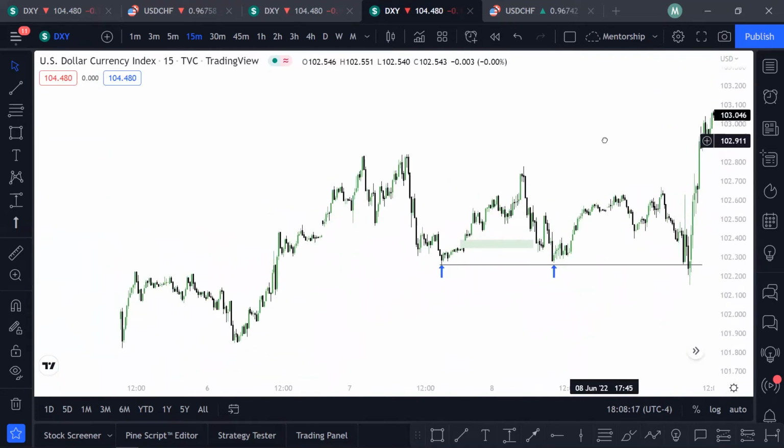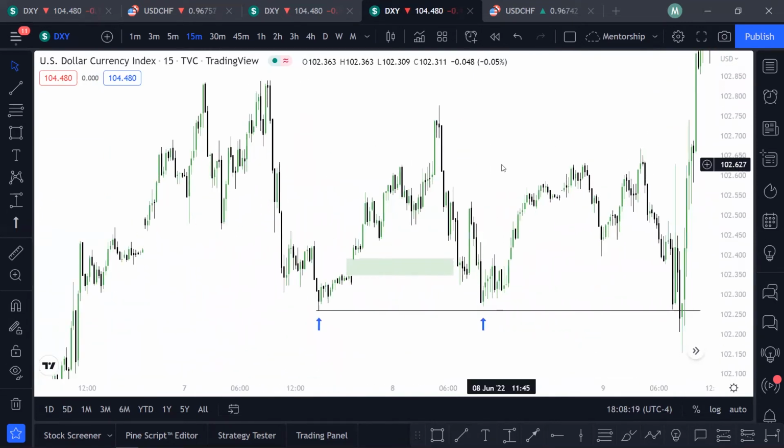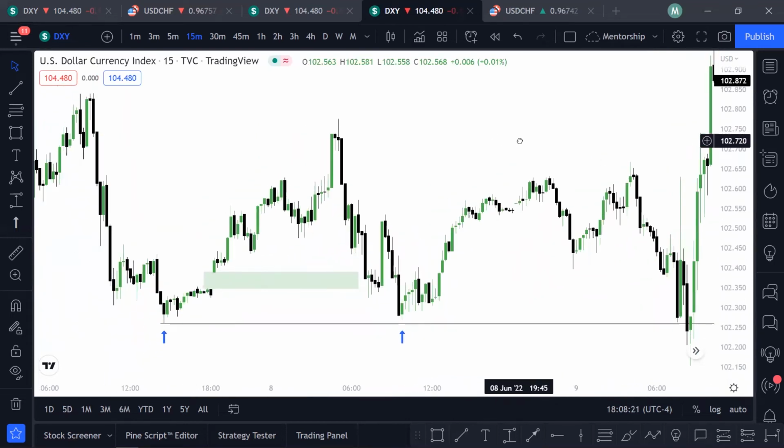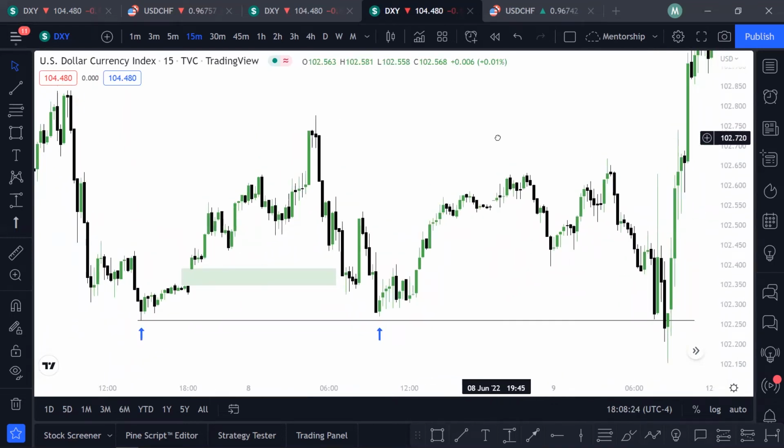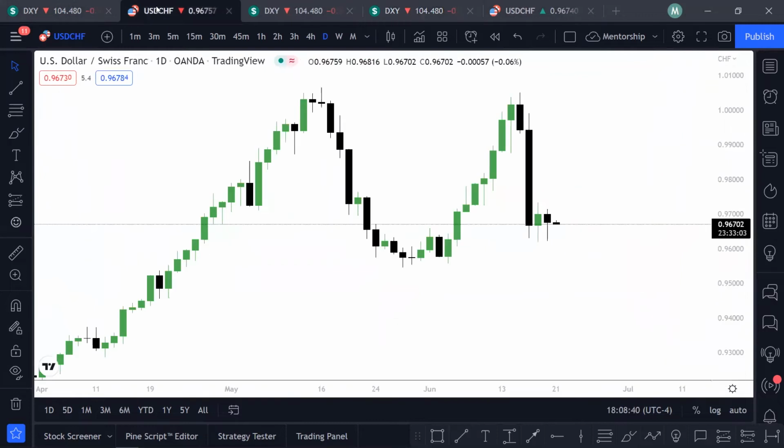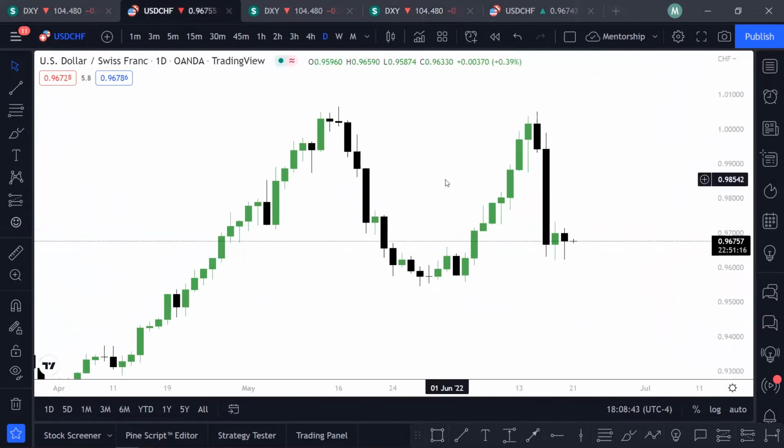Okay, so it is the news, the fundamentals that we are looking for. We're not looking for any other thing, but we're looking at the currency index. After looking at the currency index, which day was this? This was June 9th, 2022. Let's look at the USD CHF on a daily chart.